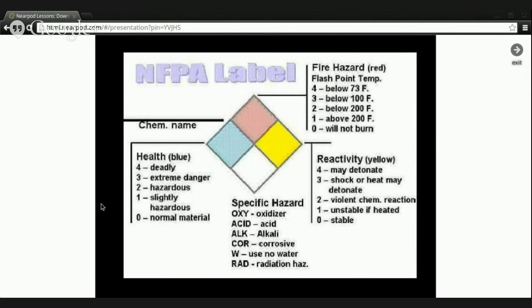Reactivity. 4 is your high risk. That means it's highly reactive with anything. 3, shock or heat. 2 is violent. And 1 is unstable. 0 is stable. So basically they all mean the same thing. If it's 4, it's bad. If it's 0, it's good. So, any questions on that?